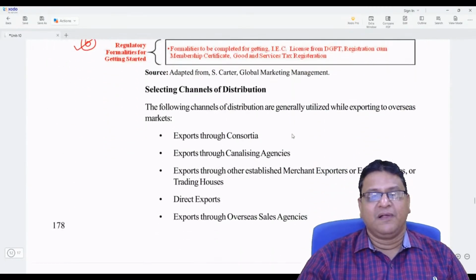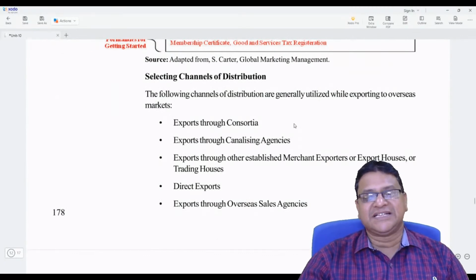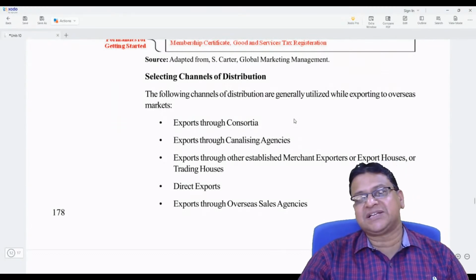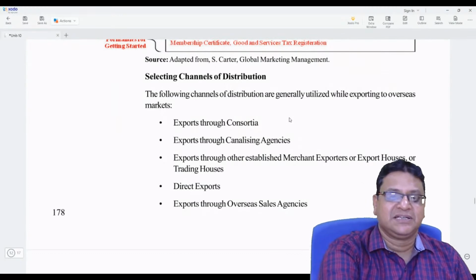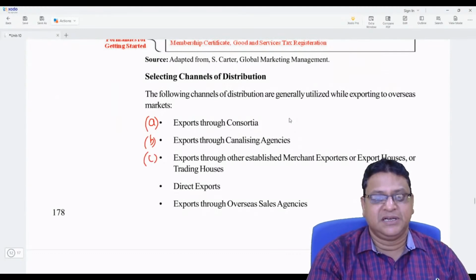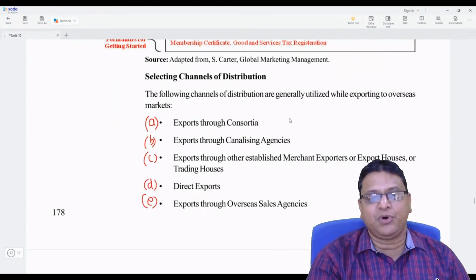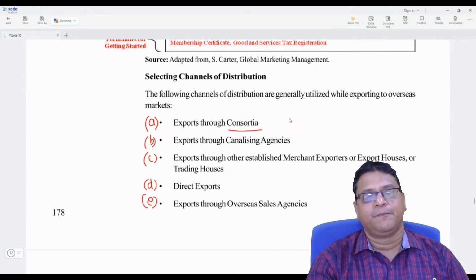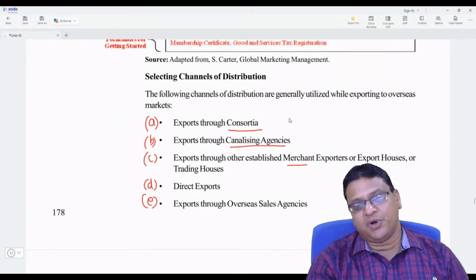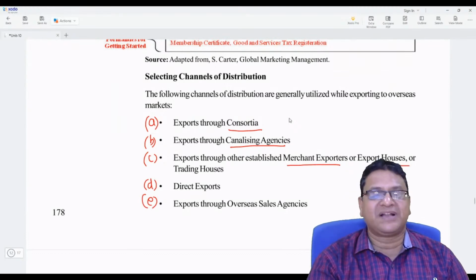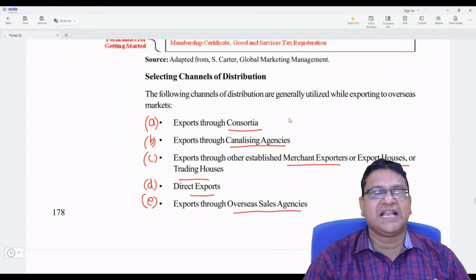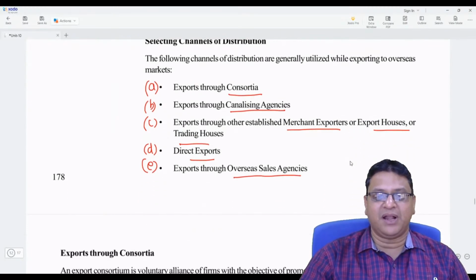Next, how international distribution channel is designed. The channel distributions in international business can be of the following: A, B, C, D, E. There can be export through consortium. There can be export through canalizing agency, export through merchant exporter or export house or trading house. There can be direct export. There can be export through overseas sales agency. We will discuss one by one.